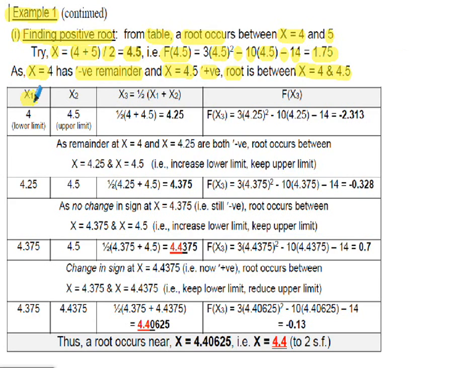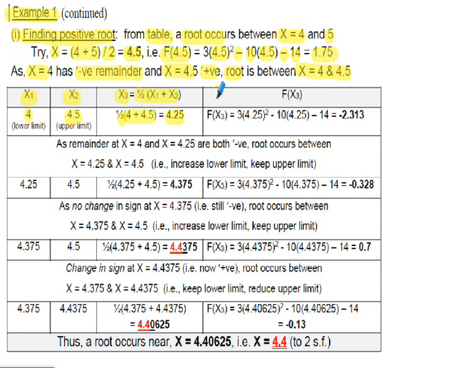So my x1 value for my first iteration will be 4, what's called the lower limit, and my x2 value will be 4.5, and that's the upper limit. In this process I find the x3 value, which is simply the average of x1 plus x2, so a half of x1 plus x2. So in this case that's a half of 4 plus 4.5, that gives me a value of 4.25.